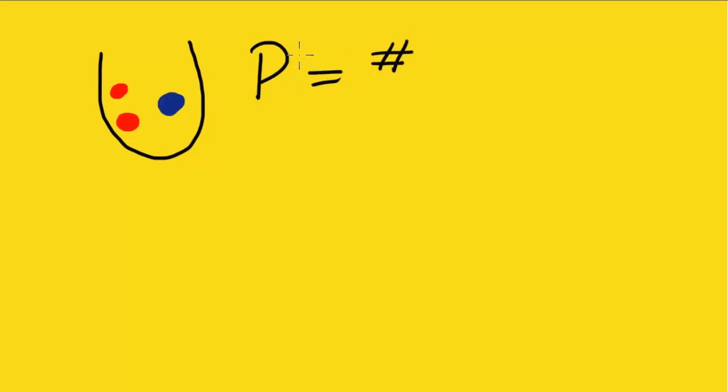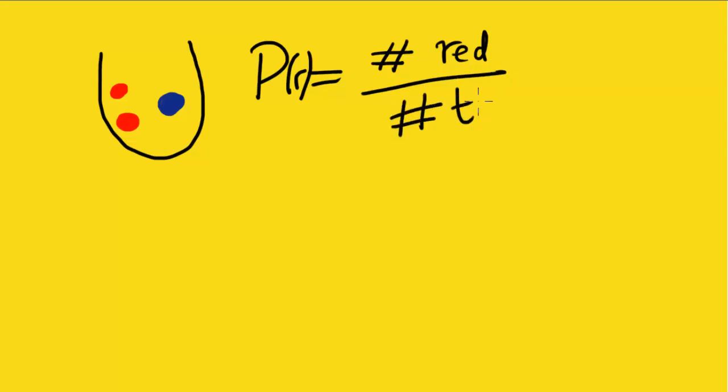Okay, let's put it so: the probability of picking a red ball will be the number of red balls divided by the total number of balls. So in this case, there are 2 red balls, and the total number of balls is 3. So the probability of picking a red ball is 2/3. And this means that out of every 3 balls, 2 are red. Let's look at the bag. There are 3 balls, and 2 are red, so it agrees.